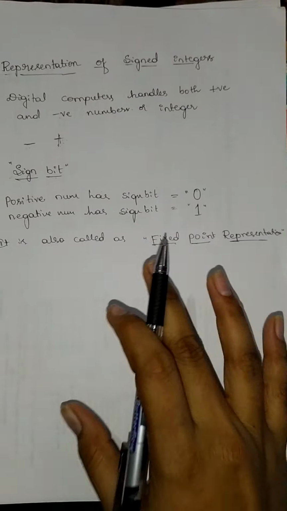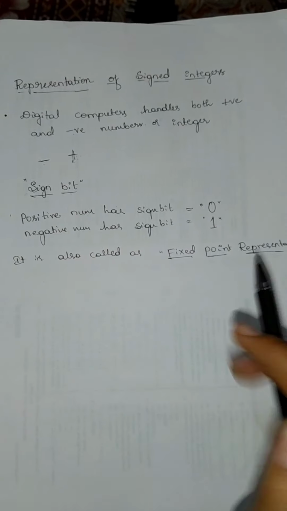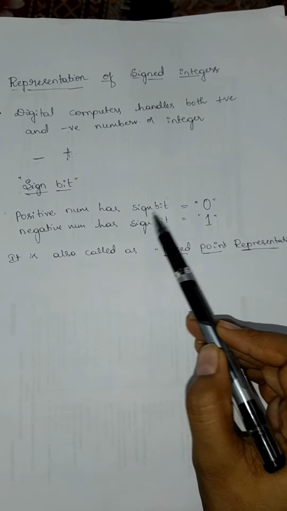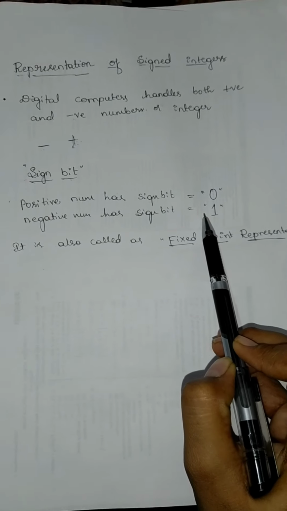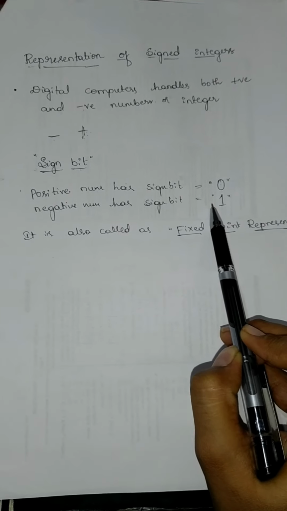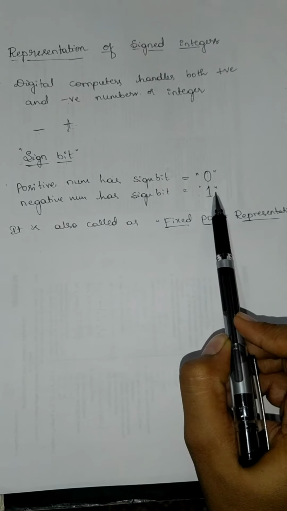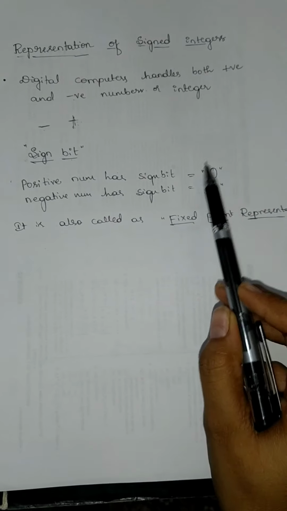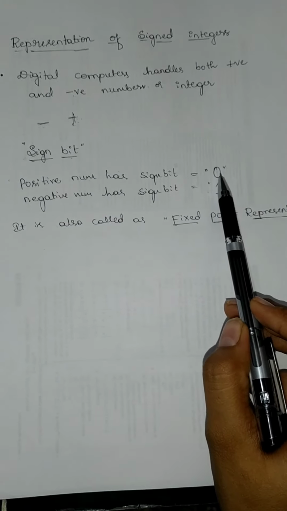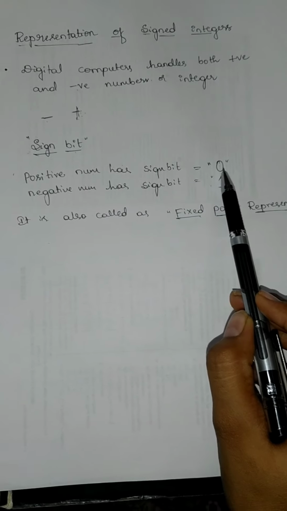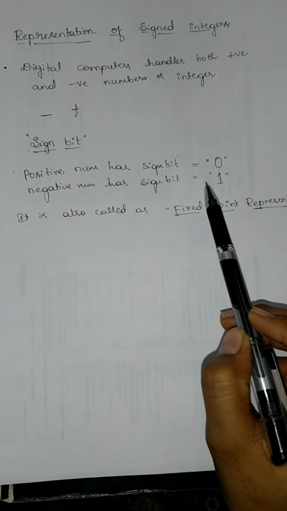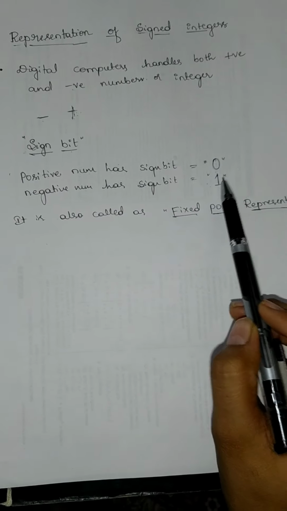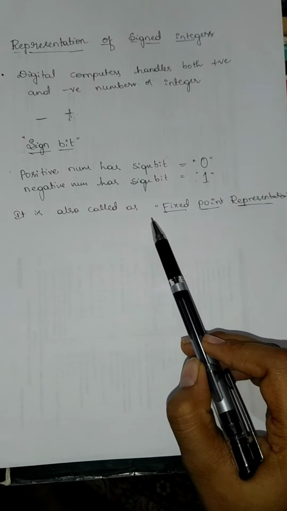So then how to represent positive and negative numbers? A positive number has a sign bit of 0 and a negative number has a sign bit of 1. For example, I want to represent a positive number, plus 25. Then the sign bit must be what? 0, because that is a positive number. For example, I want to represent minus 26. That means I need to use a sign bit of 1.